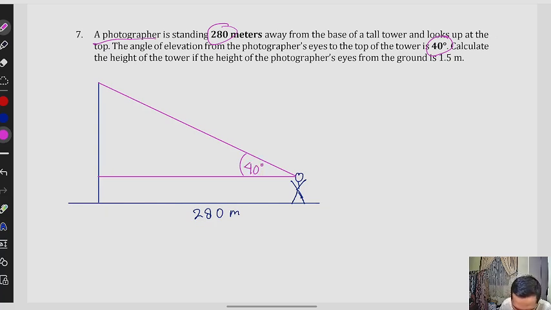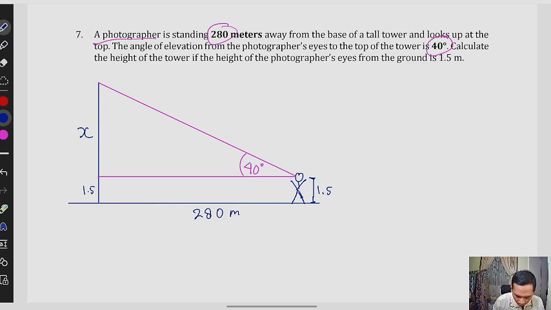Calculate the height of the tower if the height of the photographer's eyes from the ground is 1.5. So the distance from the eyes to the ground, everyone, is 1.5 meters. So this is also 1.5 meters. Our goal is to find the height of the tower. So let's find the x here, and then we add x to 1.5. That's the height of the tower.